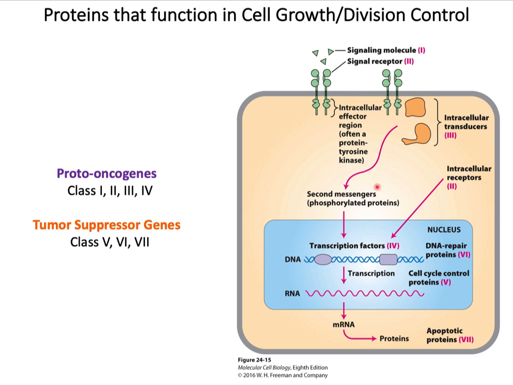So that summarizes the types of genes involved in cancer, and we'll talk about them individually in the next 2 sections. So this concludes Module 8, Part 1 of Cancer Cell Biology.